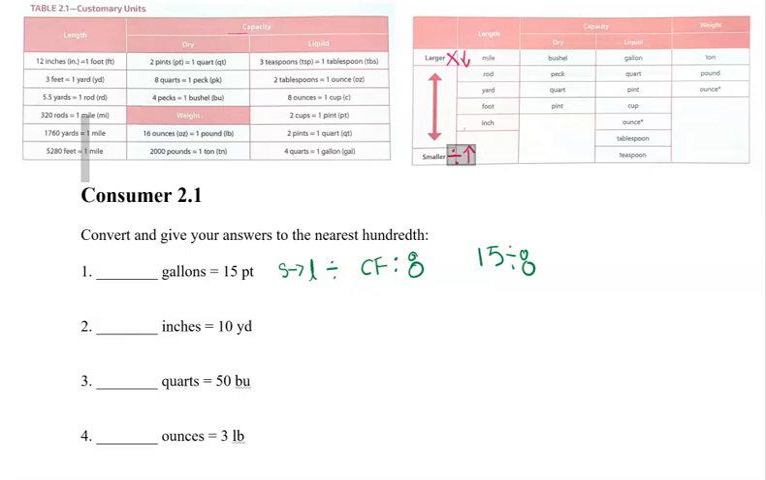It says to the nearest hundredth. So we will put 1.88 of a gallon is equivalent to 15 pints.